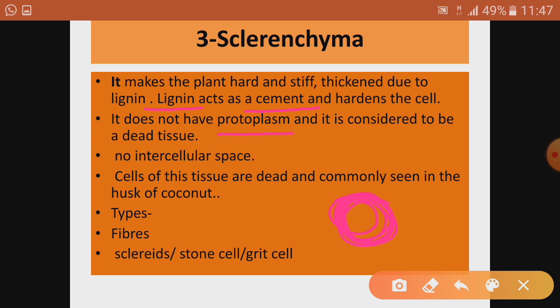Cells of this tissue are dead, commonly seen in the husk of coconut. You must have seen the outer fiber or the husk of the coconut, that is nothing but the sclerenchyma. So, outer coir or the husk of the coconut is an example of sclerenchyma. Now, sclerenchyma can be further classified into two types.